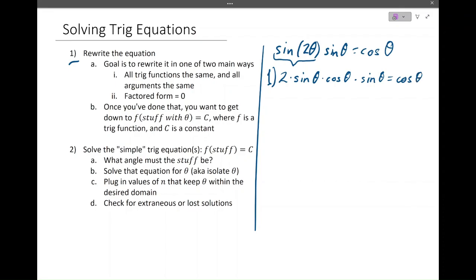We'll clean up the left side, and this is going to look like this: 2 sine squared of theta times cosine of theta equals cosine of theta.